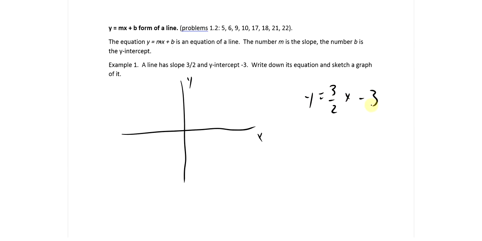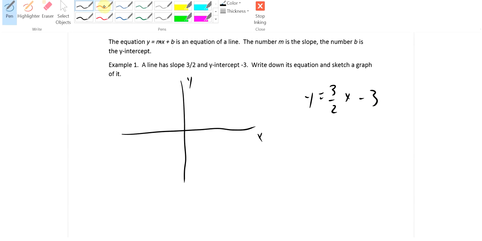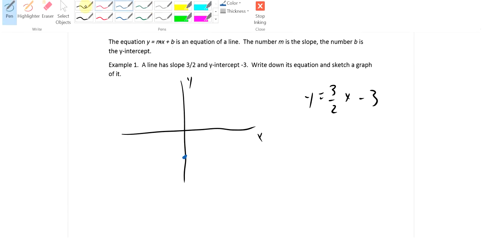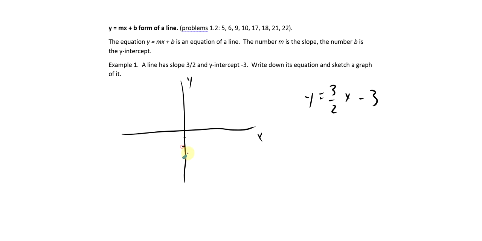That's our equation. What does the minus 3 tell me? Well, that tells me where the, oops, I'm doing y-intercepts in blue. So there's my y-intercept: 1, 2, minus 3. What does the slope of 3 halves tell me?